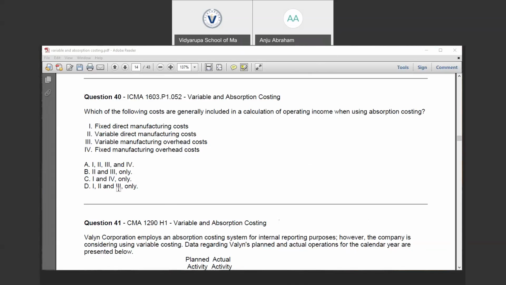Yes, option A, 1, 2, 3, and 4, all these costs are included in the computation of operating income under absorption costing. Fixed direct manufacturing cost, which is fixed manufacturing cost, variable direct manufacturing cost, variable manufacturing overhead cost, fixed manufacturing overhead cost, all these costs are included in the computation of operating income under absorption costing or variable costing.